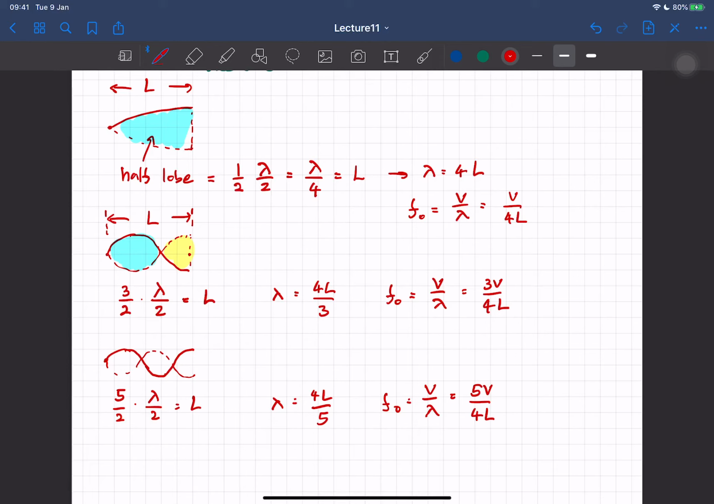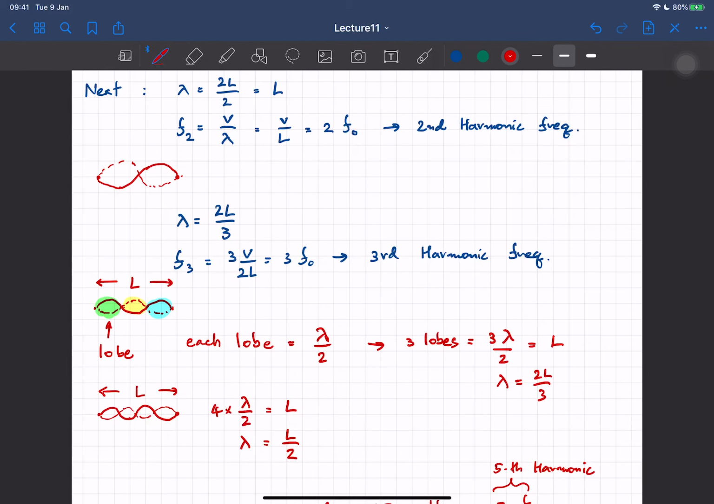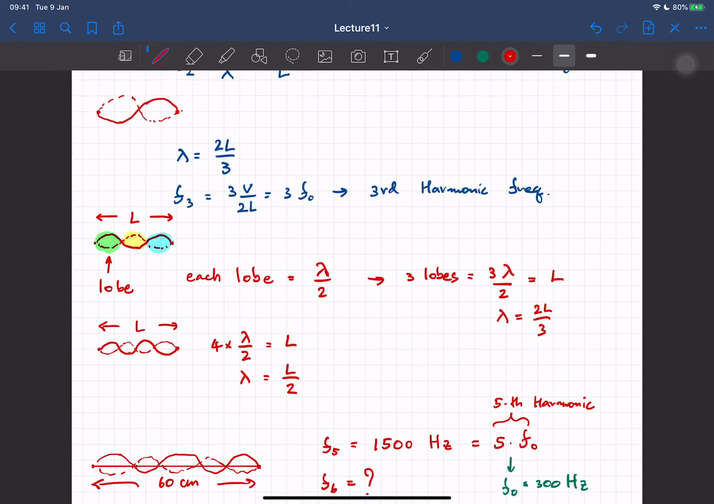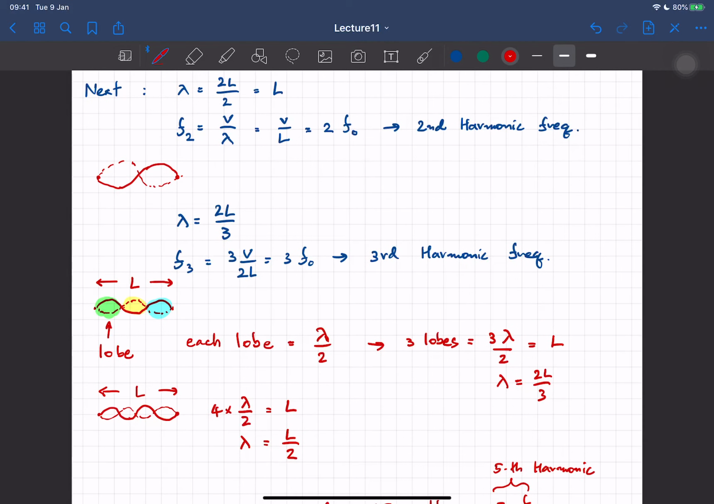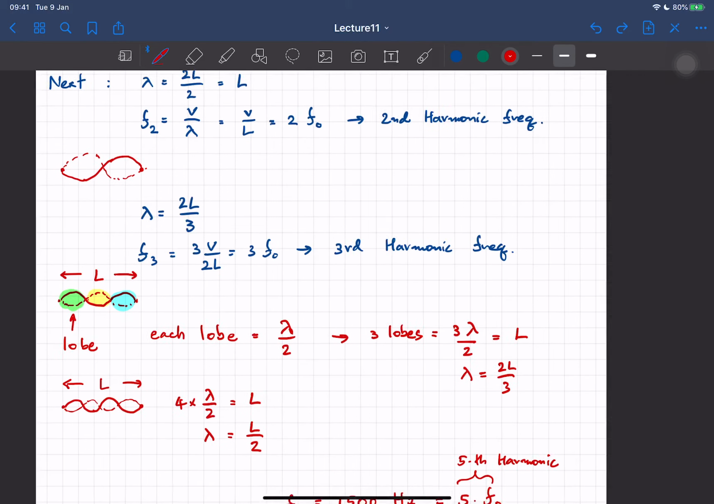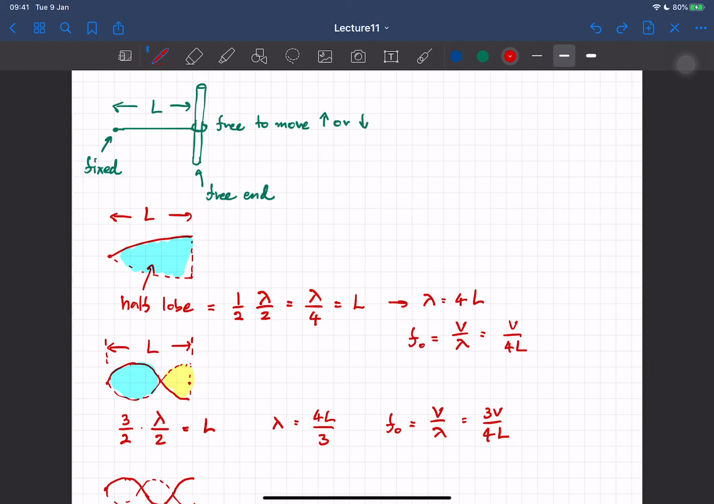So you can see something which is very different from what we had before. Remember what we had before: the fundamental frequency is f0, the next one, called the second harmonic, is twice the fundamental frequency, and then f3, the third harmonic, is 3 times the fundamental frequency. That's what we had before. And what did we have before? The two ends are fixed. Now one of the ends is free.